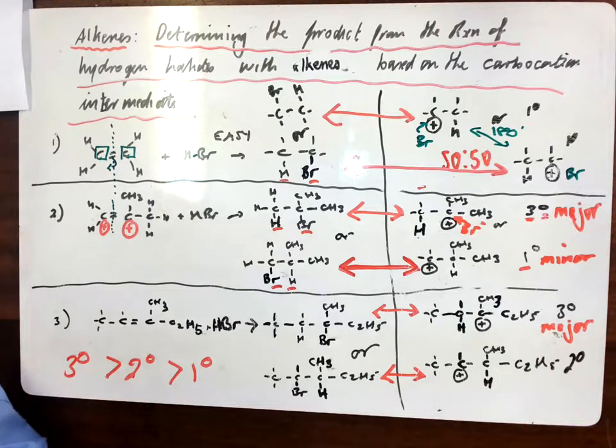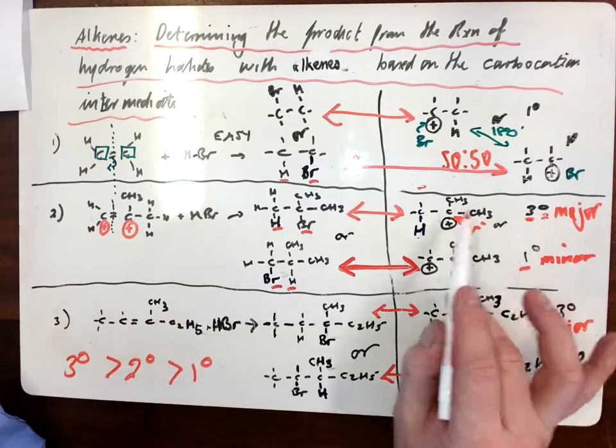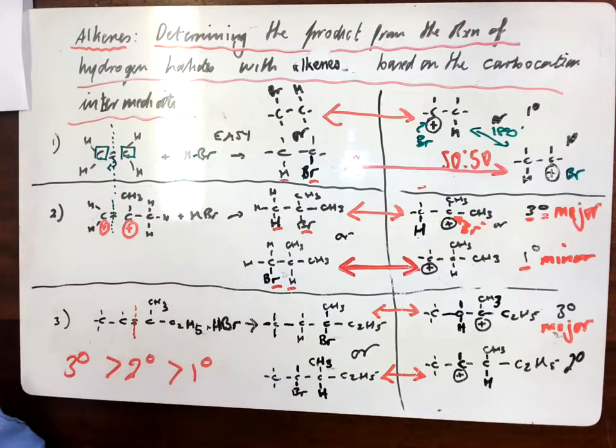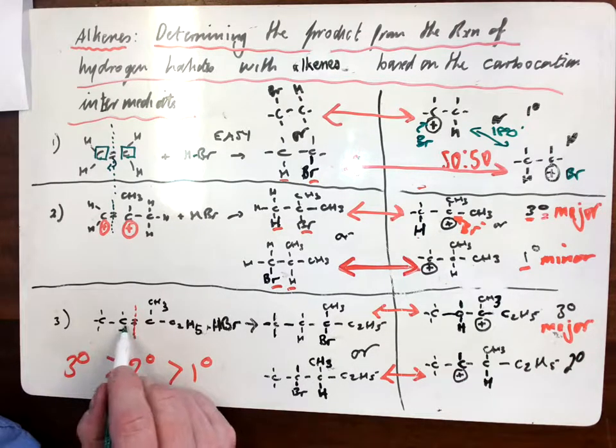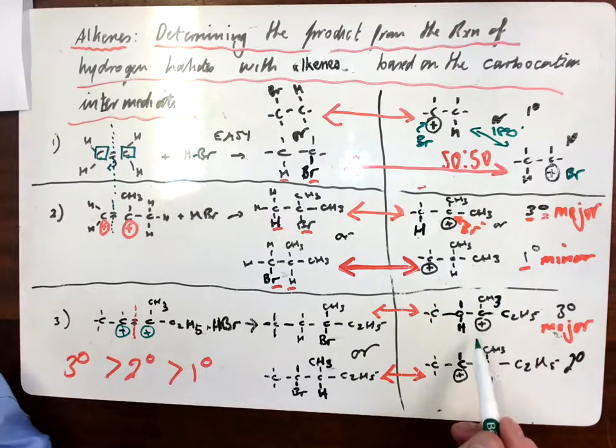Okay, so let's have a look at another one. So that was tertiary versus primary, and tertiary is more stable than primary, so we get more of that. Let's have a look at this one again. We can draw a line of symmetry through the double bond and see that it's an asymmetric carbon. So again we have two potential places for our carbocation to form, either here or here. So I've drawn them both out over here.